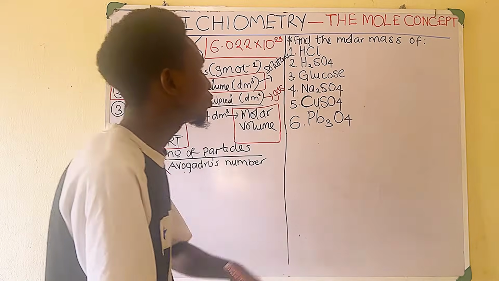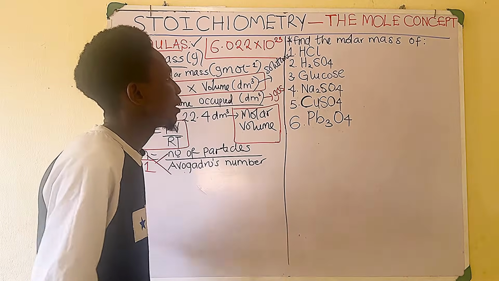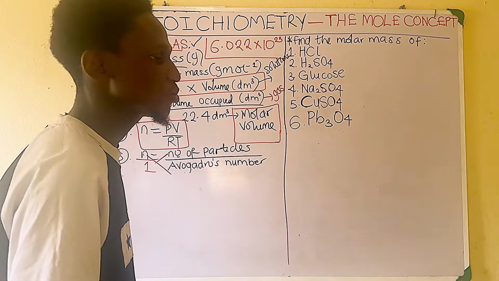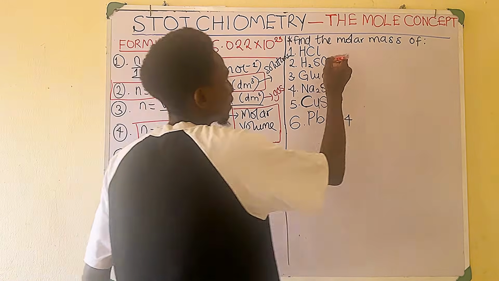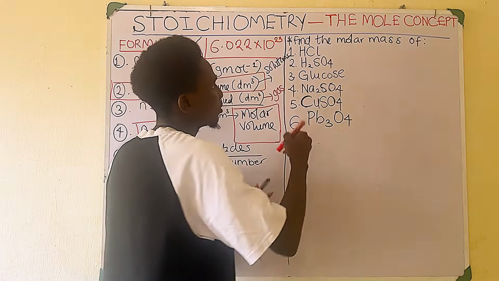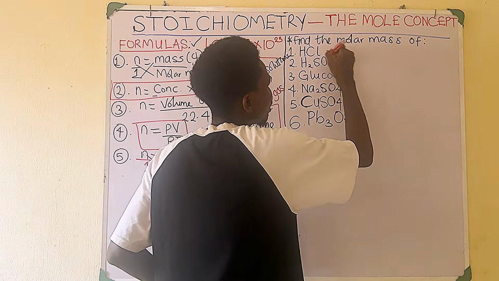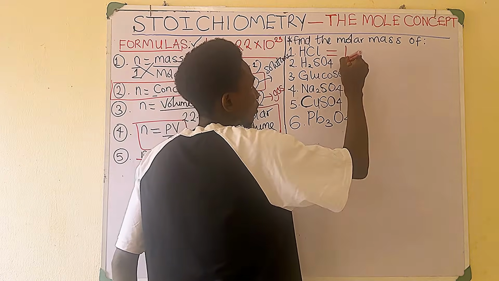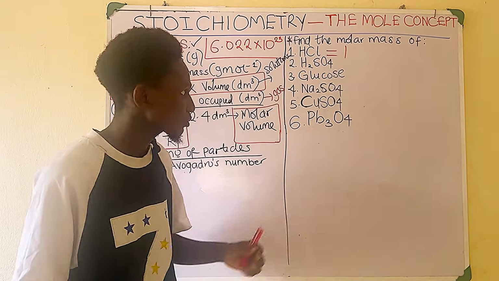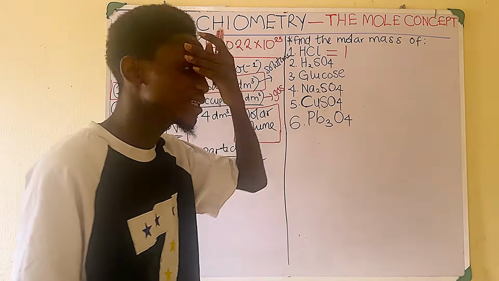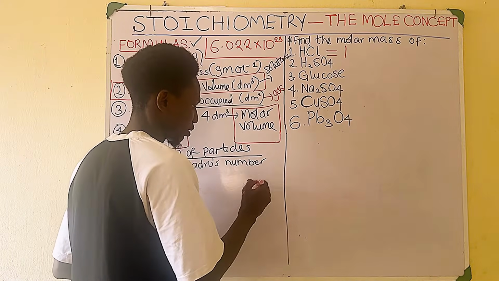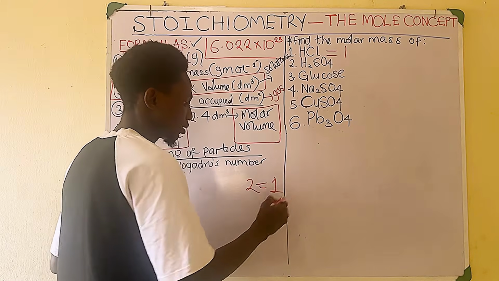Now, let's quickly go back to our question. HCl. So what's the molar mass for HCl? Like I've said, we are going to just be adding the different relative atomic masses that make up this compound. For instance, now, HCl, H is 1. Then from this, I just discovered I made a mistake in the course of this video. Hydrogen is not 2, but 1. Just remembered.